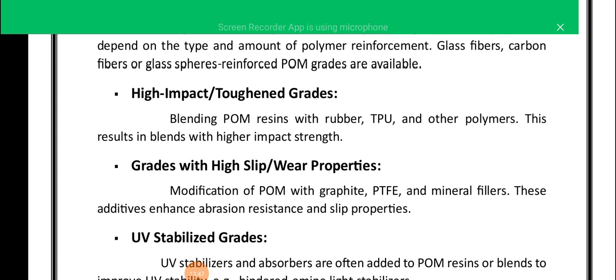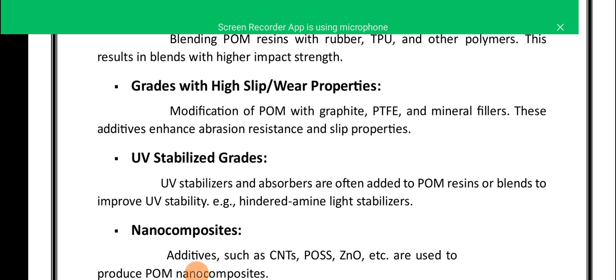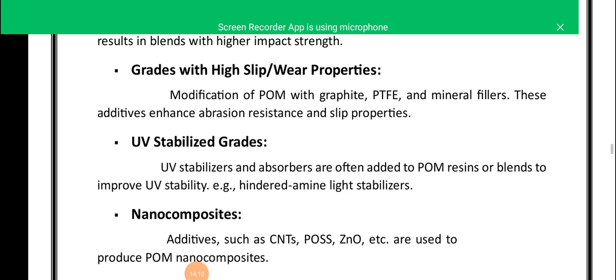High impact toughened grades. Blending polyoxymethylene resins with rubber, TPU, and other polymers results in blends with higher impact strength. Grades with high slip wear properties. Modification of polyoxymethylene with graphite, PTFE, and mineral fillers. These additives enhance the abrasion resistance and slip properties.